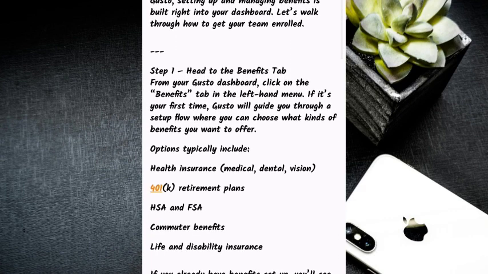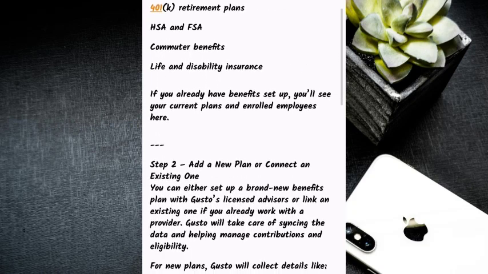The first step is going to be to head to the benefits tab. So from your Gusto dashboard, you want to click on the benefits tab that's in the left hand menu. And if it's your first time, Gusto will guide you through a setup flow where you can choose what kind of benefits you want to offer. Options typically include health insurance, 401k retirement plans, HSA and FSA, commuter benefits, and life and disability insurance.